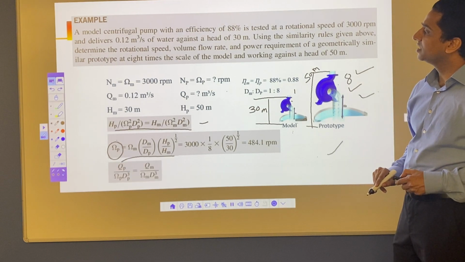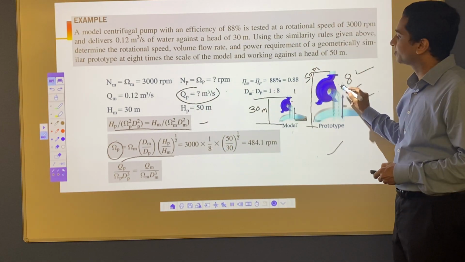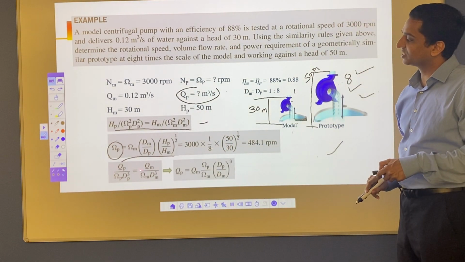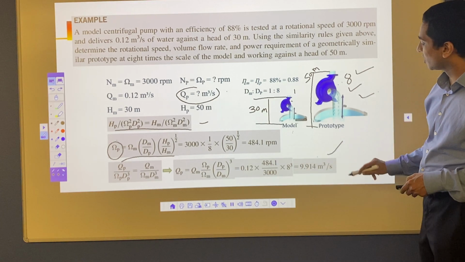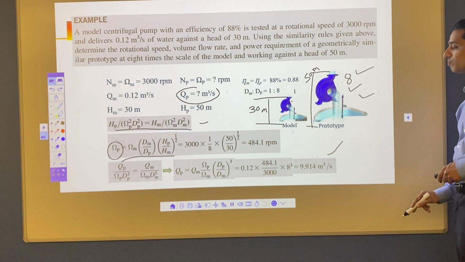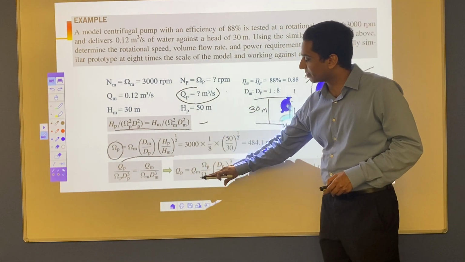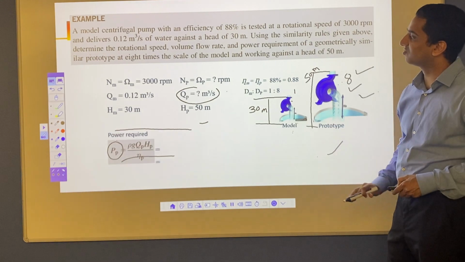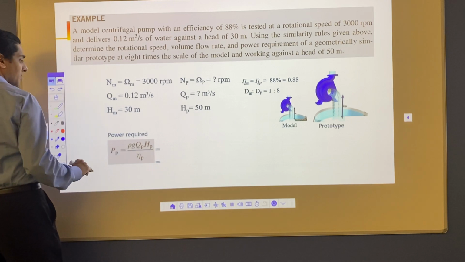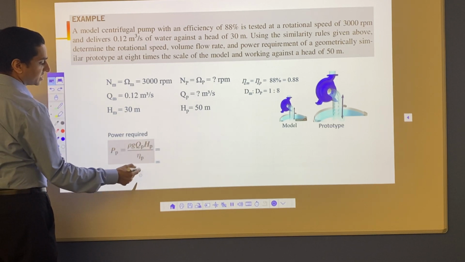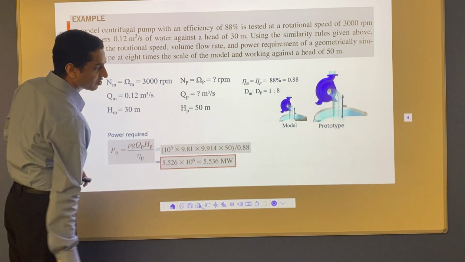And then finally, I can calculate the flow rate. What is the flow rate for this big thing? I can use this equation there, and I should be able to calculate the flow rate, which will come around 9.9 cubic meters per second. So that's how I can calculate my flow rate. Use pi 1, pi 2, calculate flow rate. Once you're done with flow rate, you can calculate power required. Power required simply depends on the flow rate. The rest of the data is given. You can use that data and calculate power required, which is around 5.5 megawatts.